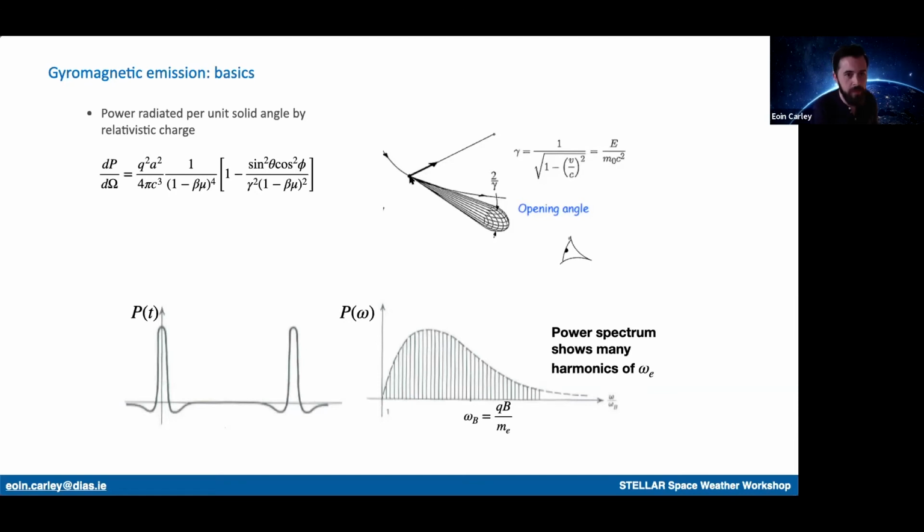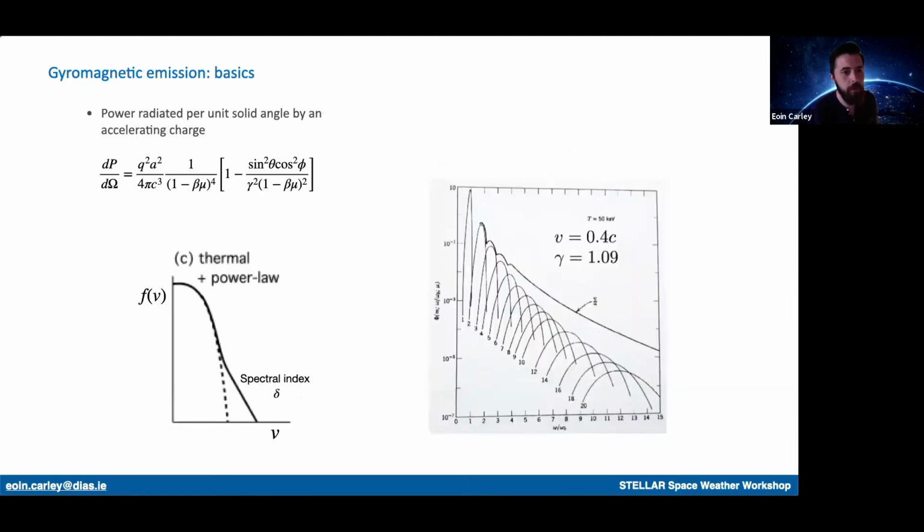Of course, in a plasma, we have an ensemble of electrons with a distribution function, not just that one energy. So in reality, what we do is we take into account the fact that there's a distribution of electrons at a variety of different speeds here. It could be thermal plus a power law given by the spectral index.